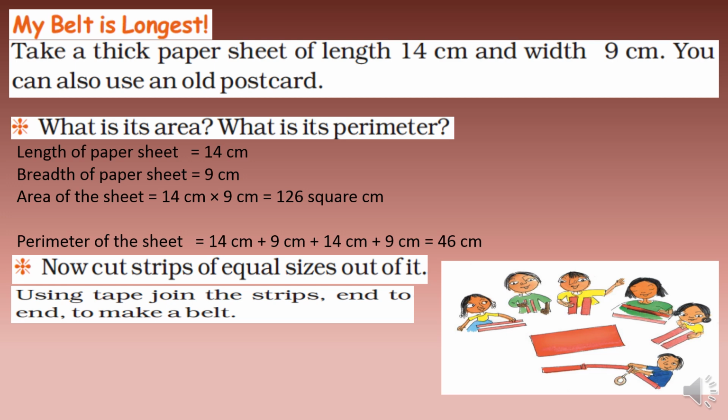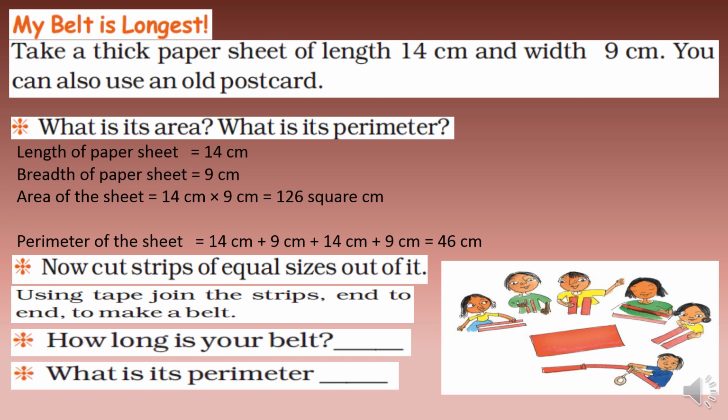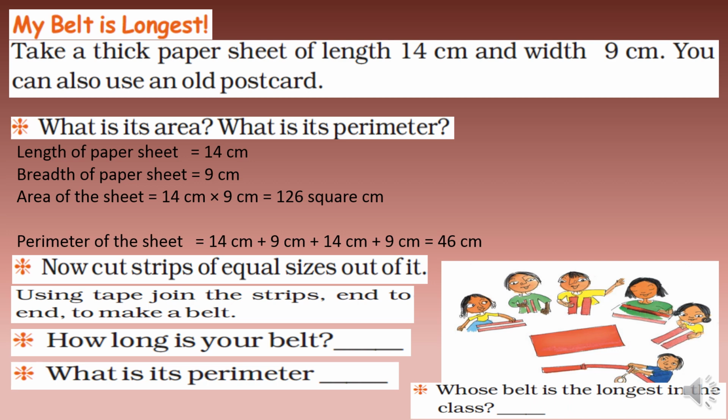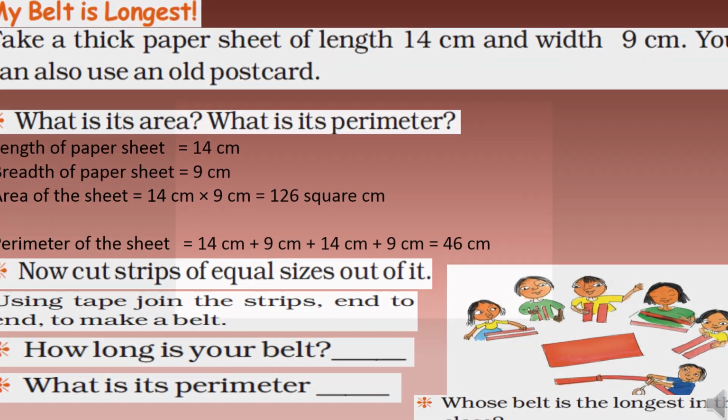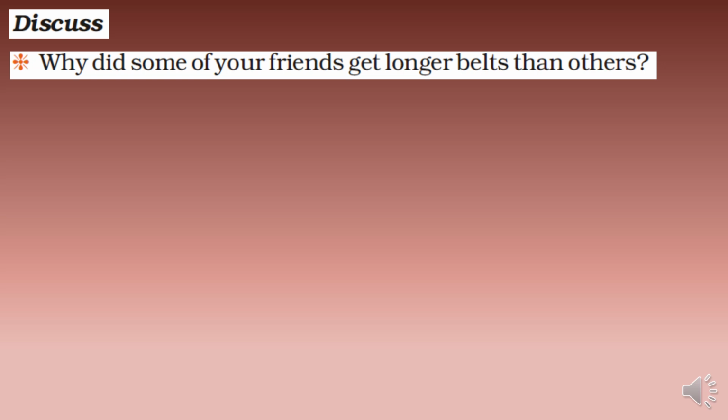So now cut strips of equal size out of it, and using tape join the strips end to end to make a belt. How long is your belt and what is its perimeter, that you have to find out. This answer will be different for different students, so I am not writing it. Whose belt is longest in the class? See, we'll discuss why some of your friends got longer belts. Because they have cut the strips very thin.